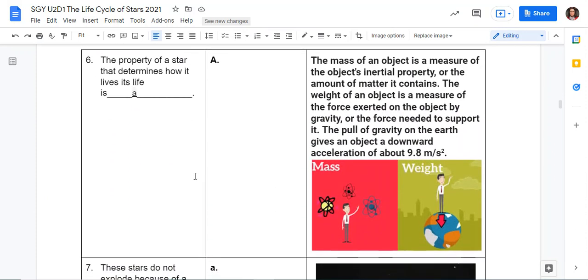Number 6, the property of a star that determines how it lives its life is its mass. And the mass of an object is the measure of the object's inertial property, or the amount of matter it contains. It is not the weight. The weight of an object is the measure of the force exerted by the object by gravity. So we are talking about the mass is what determines the life cycle of each star.